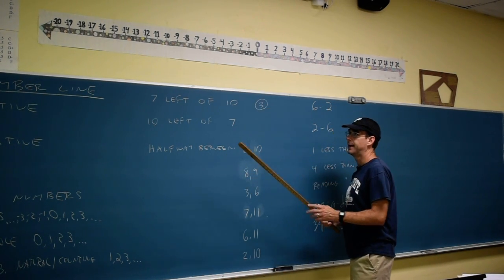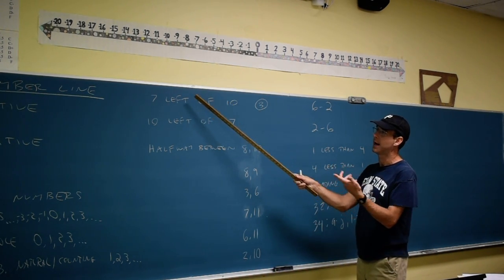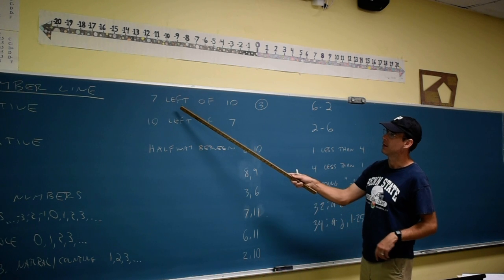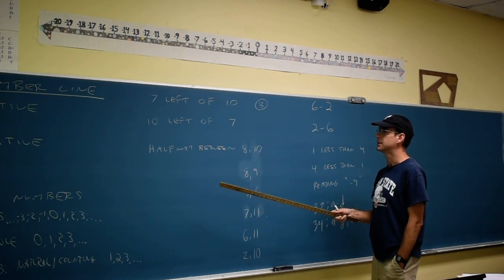Some of you quickly realize when it's moving you left, that's the same as a subtraction problem. You could take 10 and subtract 7 and get 3. If they wanted you to go 7 to the right, instead of subtracting, you'd add. Opposites.